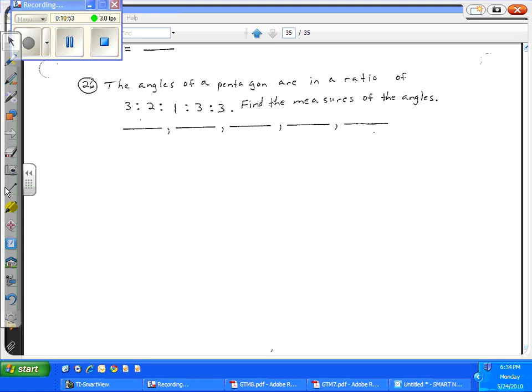Number 26. The angles of a pentagon are in the ratio of 3 to 2 to 1 to 3 to 3. Now, this is a formula word, and if you're accustomed to my Algebra 1 text, then you know we like to put formula words on a word sentence line. You may wonder why this is a formula, angles of a pentagon, but we know they have the sum of something, right? And we know that the sum of the angles of a triangle is 180. But what about a pentagon?